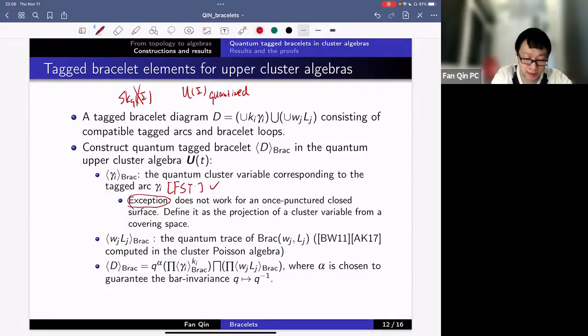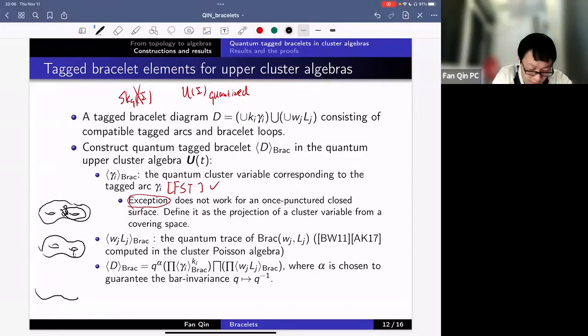So it is like, assume that you are given a once-punctured closed surface, and you have a tagged arc, maybe like this. You have a tagged arc, right? And you do not know how to compute this one. Now you take the covering space. So the covering space is like this. You cut out from a point, and you cut it out. You put two copies of your surface, or you can put D copies of your surface.